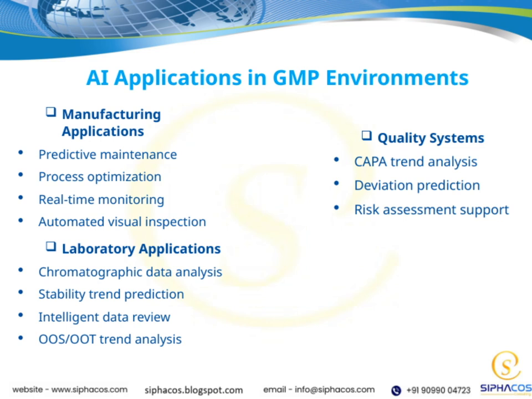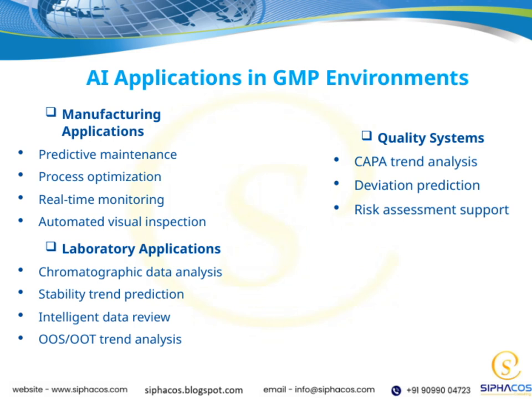Moving on to AI applications in GMP environments, we see significant advances in manufacturing. Predictive maintenance, for instance, allows us to anticipate equipment failures and schedule maintenance proactively, reducing downtime. Process optimization ensures our manufacturing runs as efficiently as possible, while real-time monitoring keeps us constantly aware of process conditions, enabling quick adjustments. Automated visual inspection further enhances quality by identifying defects faster and more accurately than manual checks.